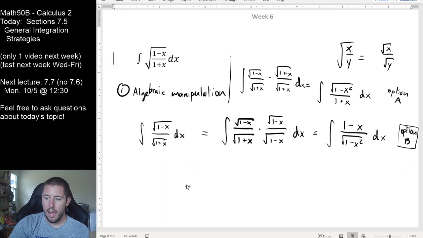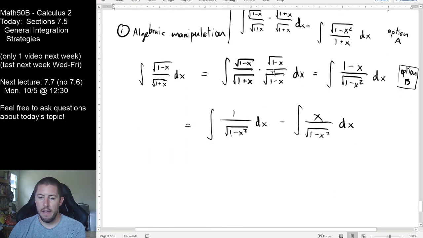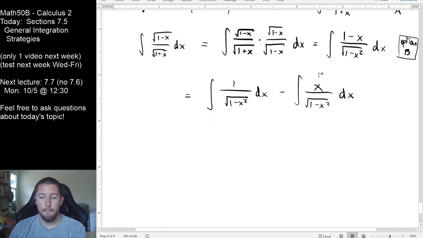And I think then that I can rewrite this as the integral of 1 over the square root of 1 minus x squared dx, minus the integral of x over the square root of 1 minus x squared dx. And the nice thing is that evaluating each of these integrals, we've done both of these before, which is good. And what's good is that we know the guidelines associated with these square roots.